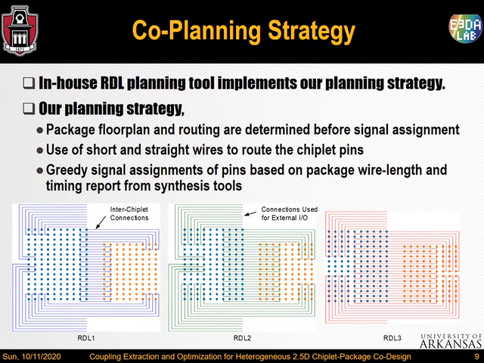The planning step of the flow is carried out by our in-house RDL planning tool, which implements our Chiplet-Package Co-planning strategy. Chiplet dimensions and pin grids are determined based on their area and pin counts. Signal assignment of the chiplet pins is performed after package floor planning and routing. Our routing algorithm makes use of short and straight wires to connect the chiplet pins.